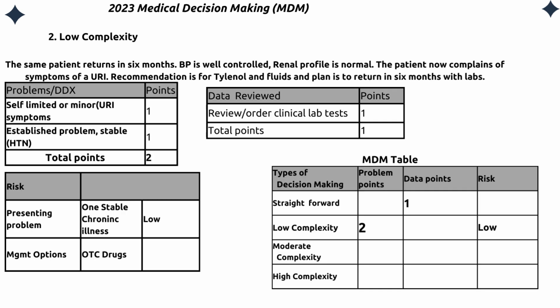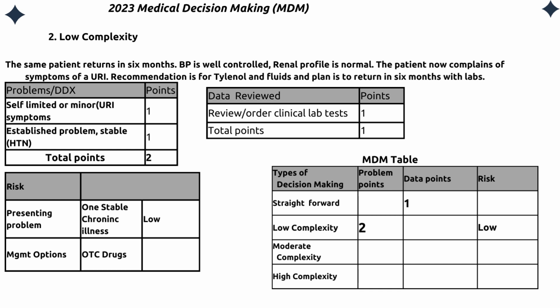Now let's discuss the second level of complexity for the MDM. Below here you can see the medical scenario. The same patient returns in 6 months, BP is well controlled, renal profile is normal, and the patient now complains of symptoms of URI. The recommendation is Tylenol and fluids, and the plan is to return in 6 months with labs.